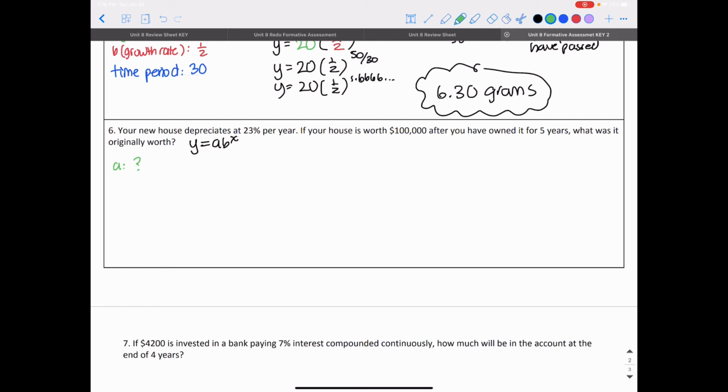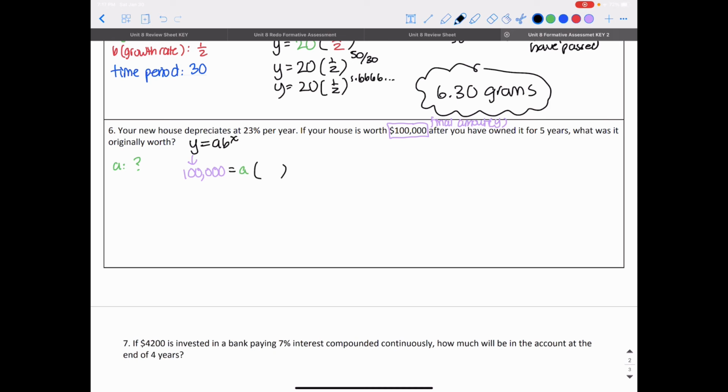I'm going to need to solve for that missing variable. What I've been given is that the house is worth $100,000 after you've owned it for 5 years. So this is the end amount, the final amount. That is going to be my y value, what I'm plugging in for y. So y is 100,000. I know I'm missing a, so I need to solve for what a is.